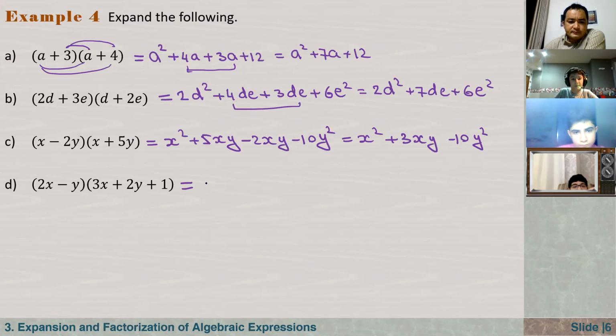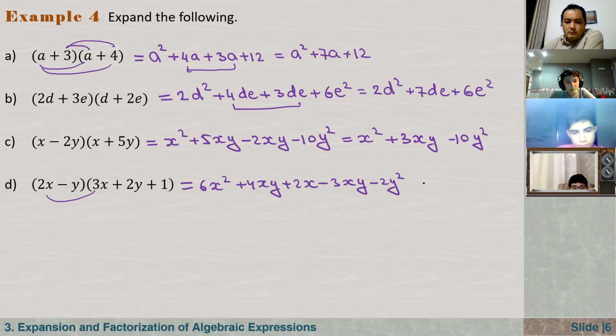6ax squared plus 4xy plus 2x minus 3xy minus 2y squared minus y. Okay. Now can you simplify it? Yes. We don't have any x squared, right? So we need to write x squared first. Okay, x squared done. And here we have plus 4xy minus 3xy.